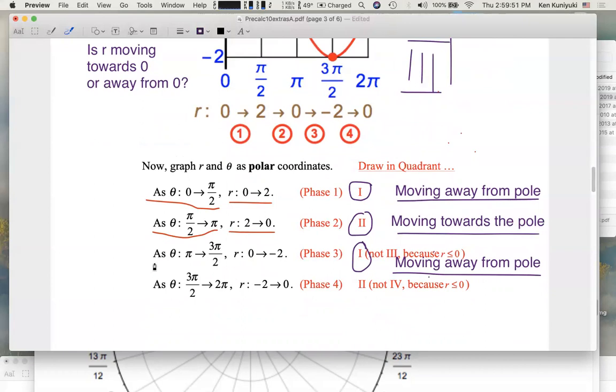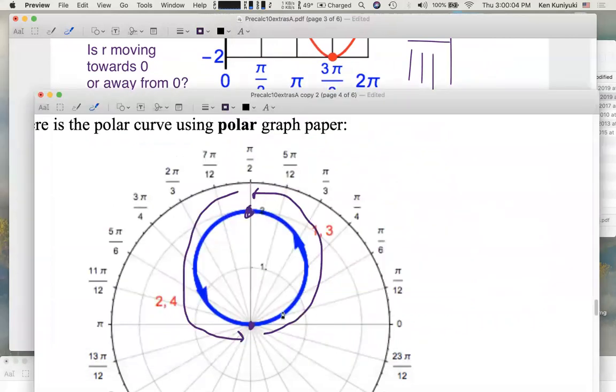Okay, so what does that mean? Let's think about this. In phase 3, we're in quadrant 1. We're moving away from the pole. R is going from the pole to 2 units away from the pole, but in the wrong direction. We're retracing the steps here. We're in quadrant 1, moving away from the pole until we're 2 units away.